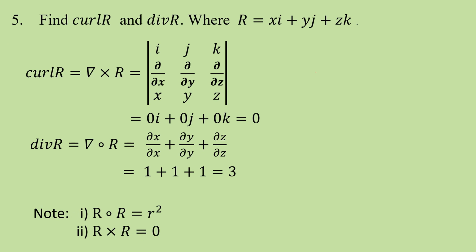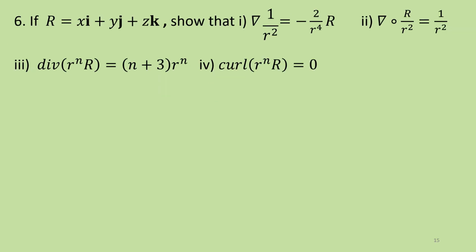So the problem number 6: if r is xi plus yj plus zk, show that the gradient of 1 by r square is minus 2 by r power 4 into vector r, divergence of vector r by r square is 1 by r square, divergence of r power n into vector r is n plus 3 times r power n, and curl of r power n into vector r is 0.